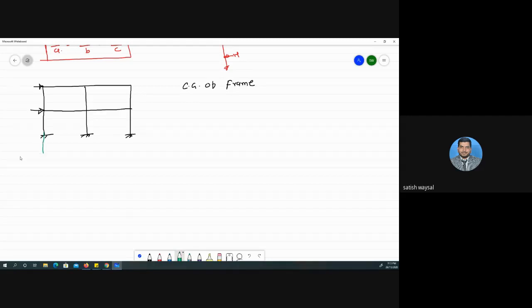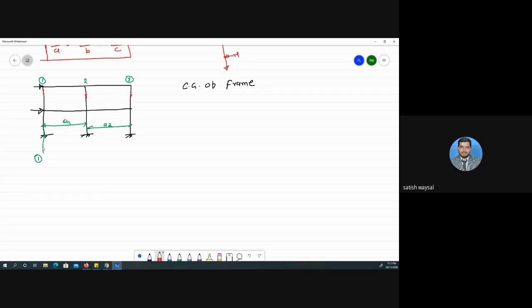Now to find this, we have to locate it from the first column. If this is column number 2, this is column number 3, this is column number 1. From that, our interest is to find x bar. Suppose this distance is known to us. Let us say this is A1 and this distance is A2. We want to find x bar, and you already know that individual members' CG lies at these locations.